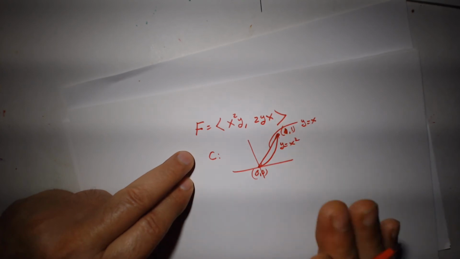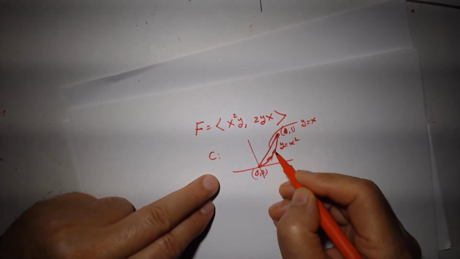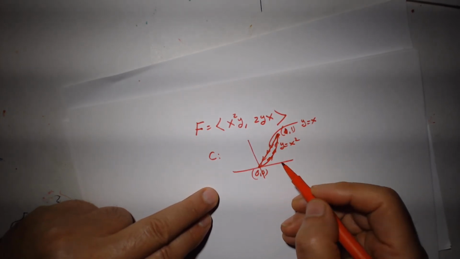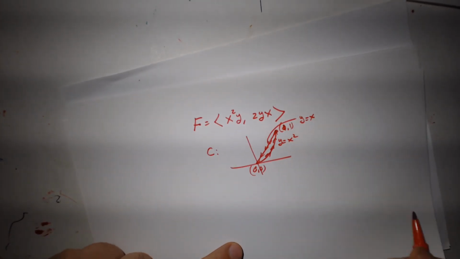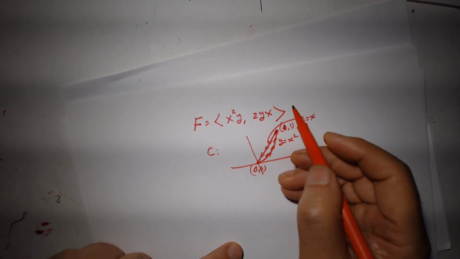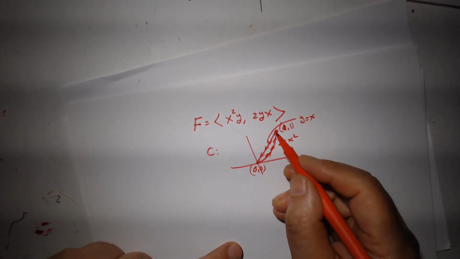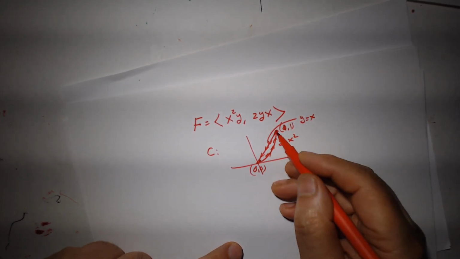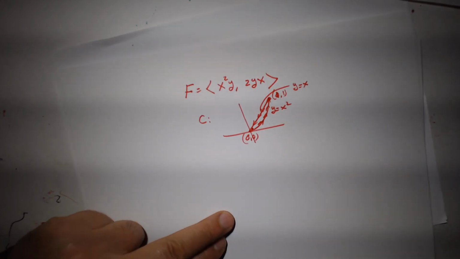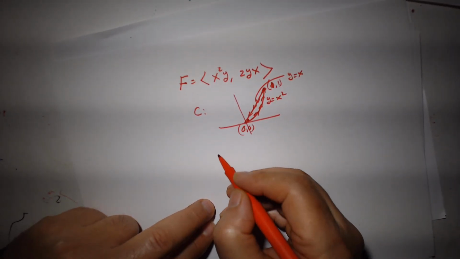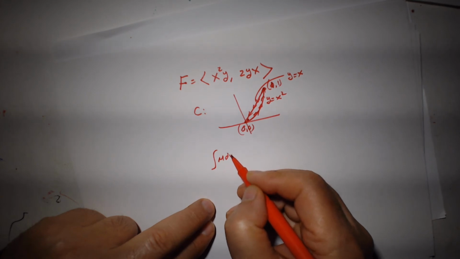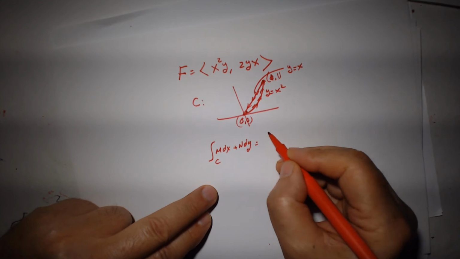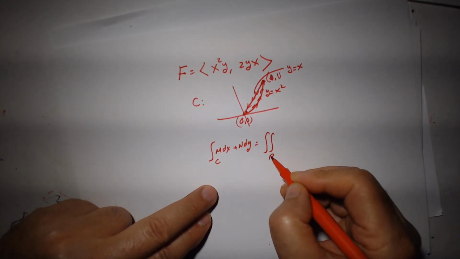I want you to do me a favor. This is a path, and I want you to find the work done by this vector field that moved an object from here to here and brought it back in here. Or do the circulation. I don't know. Let's do it. First, this is M dx plus N dy. I write this one using Green's theorem over a region.